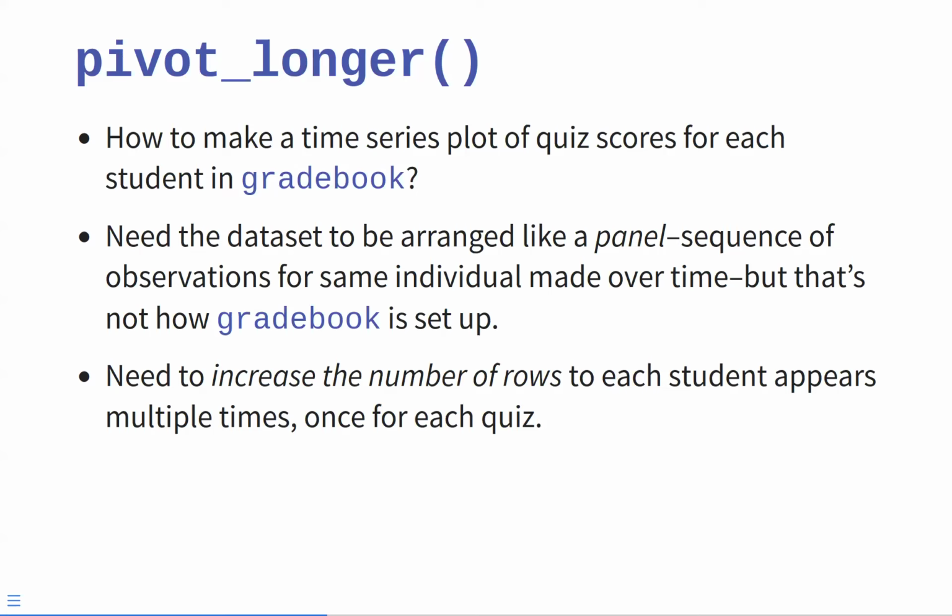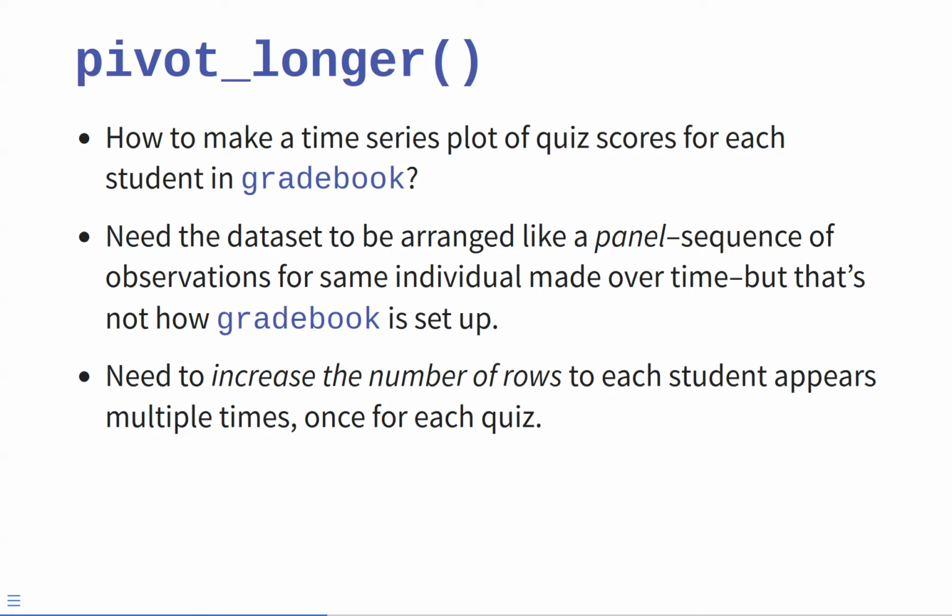So how does this work? Well, pivot longer is where we'll start. Suppose that we wanted to use my silly little gradebook example to make a time series plot of quiz scores for each of the students in our class. Now, to make a plot like that, we'll need the data set to be arranged kind of like a panel, so a sequence of observations for the same individual made up over time. But notice that that's not actually how gradebook is set up.